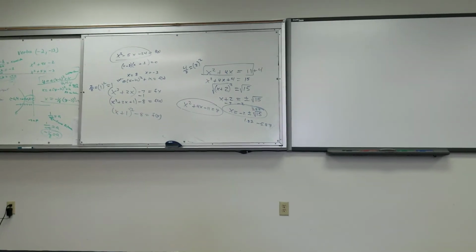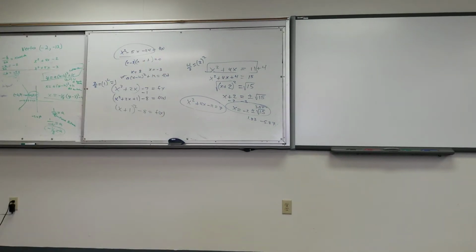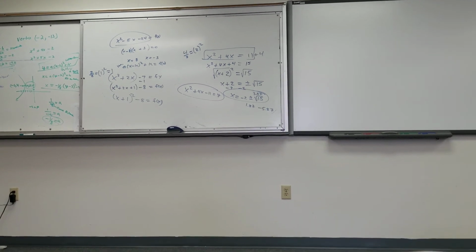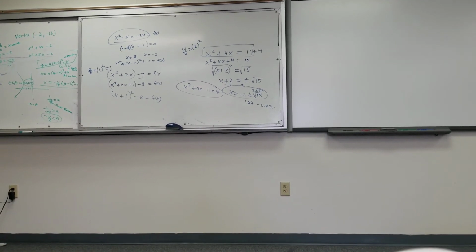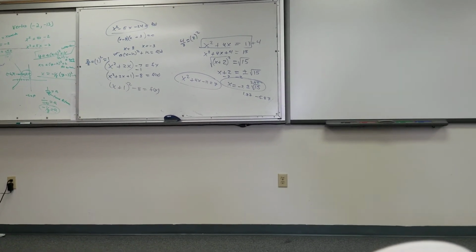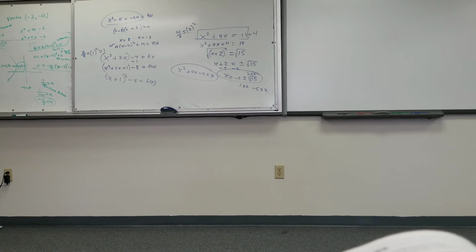So hit Y equals, that's the top left key. Use your X,T,theta key to put in the x value. So hit that X,T,theta key, it's right next to the alpha key. Okay, and then hit your x squared key, that's kitty corner to your 7.